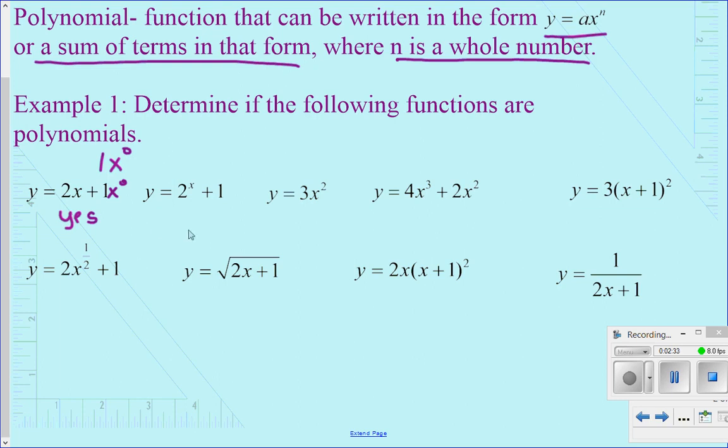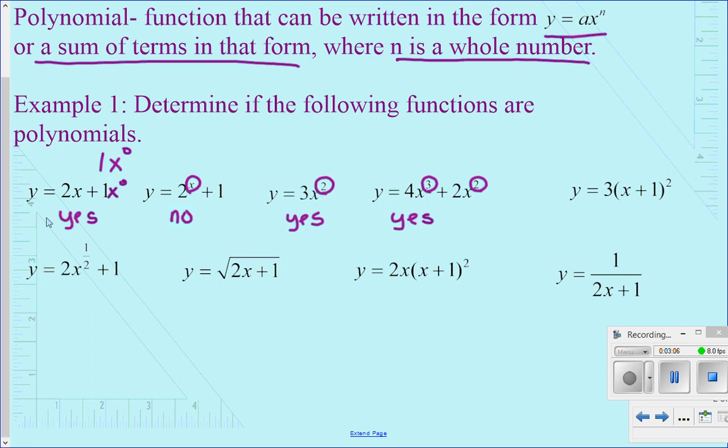Next, this one here. So our exponent is a variable this time, and polynomials do not have variable exponents. So no, because of the variable exponent. The next one, the exponent is a 2. That's a whole number, so yes. The next one, we have an exponent of 3 and an exponent of 2. Both of those meet the requirements of being a whole number, and those terms are being added together. So yes, this is a polynomial.